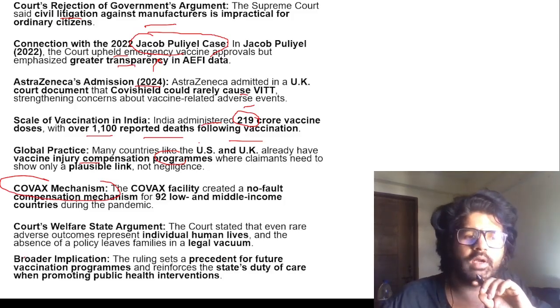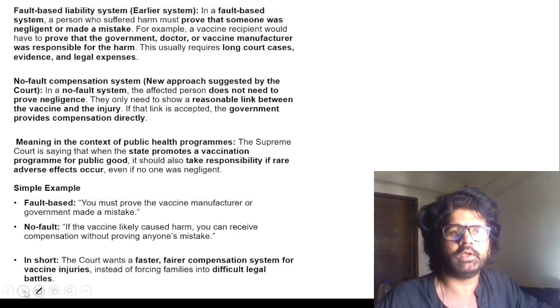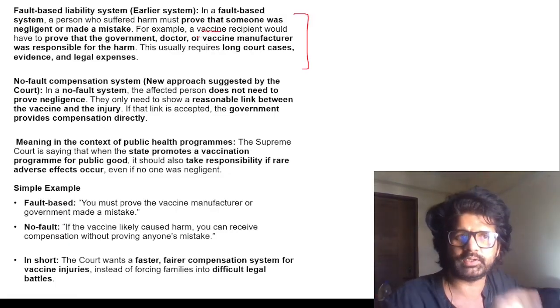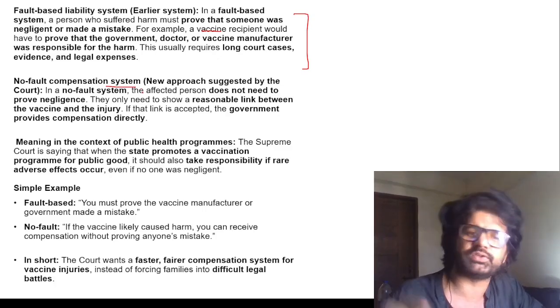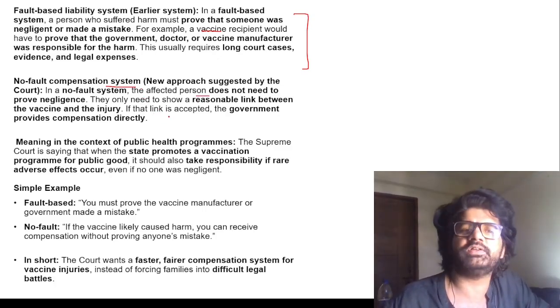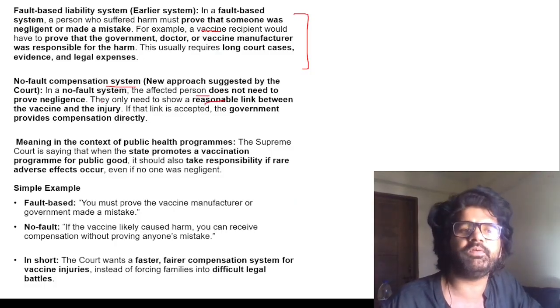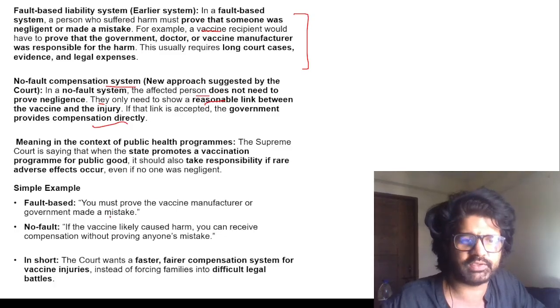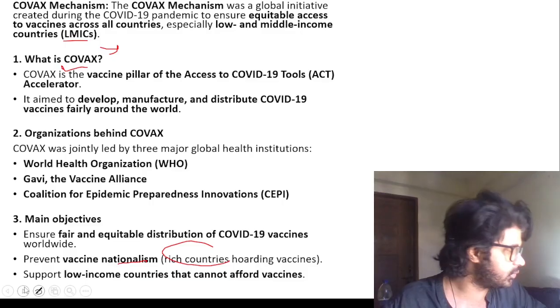That there is no fault. Government is not at fault. We know some people can have adverse events, but you have to pay them. In a fault-based liability system, a person who suffered has to prove that someone made a mistake. In a no-fault compensation system, we are not saying that somebody is at fault, but we are just saying that if there is a reasonable link between vaccine and injury, government should provide compensation. And that's what they are saying. Fault, no fault, there has to be some compensation given to people.